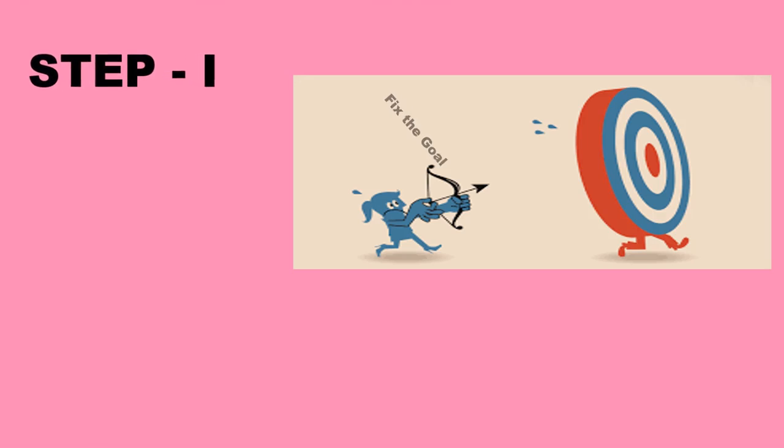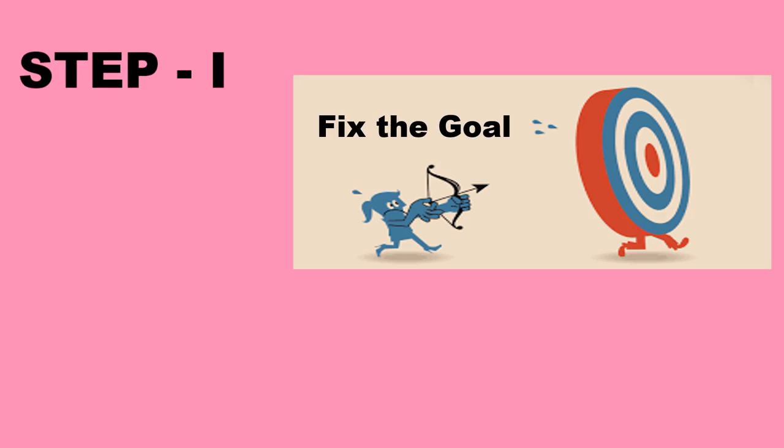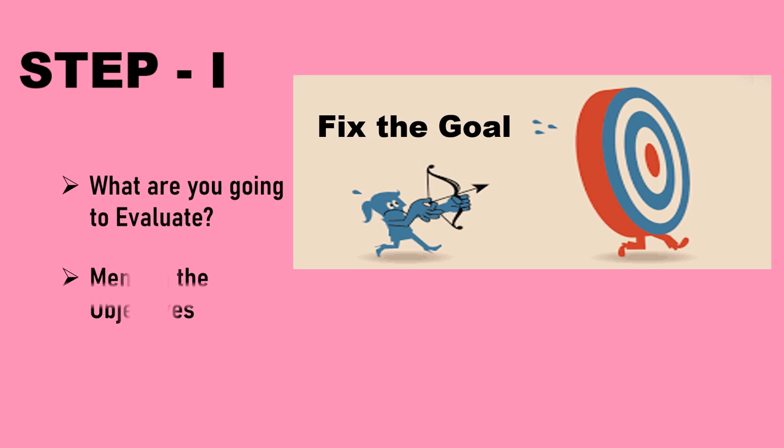Step 1, fix the goal. In this step, we should consider one question in our mind. What are you going to evaluate? You should mention the objectives in the form of learning outcomes. These are precise statements that indicate how students performed as a result of learning the concepts, attitudes, or skills.